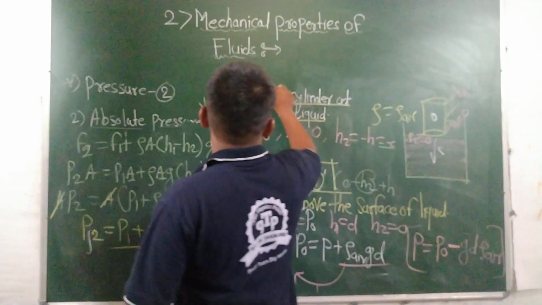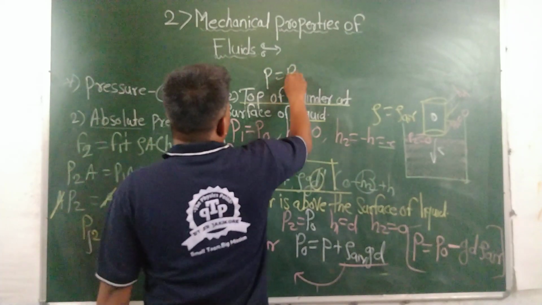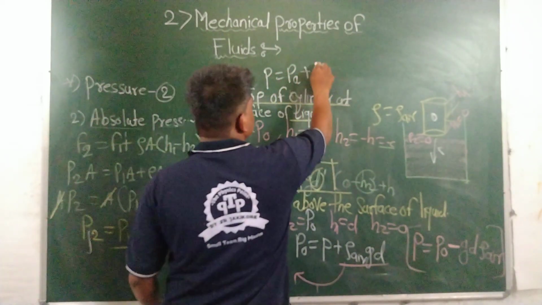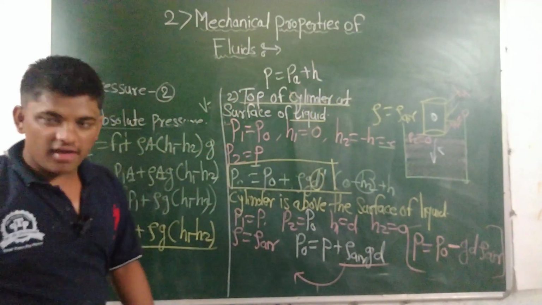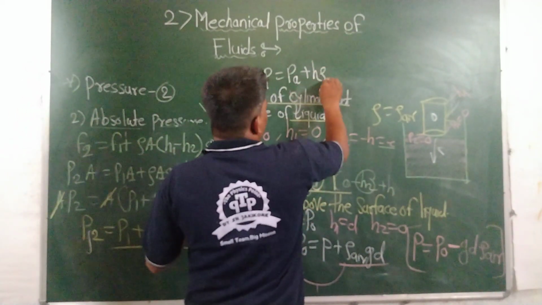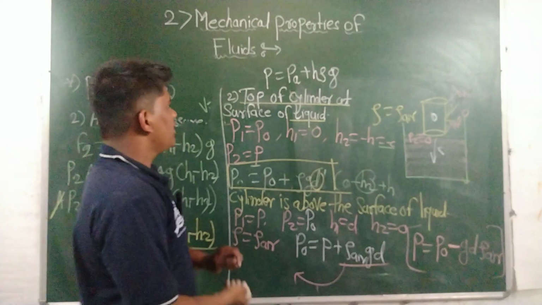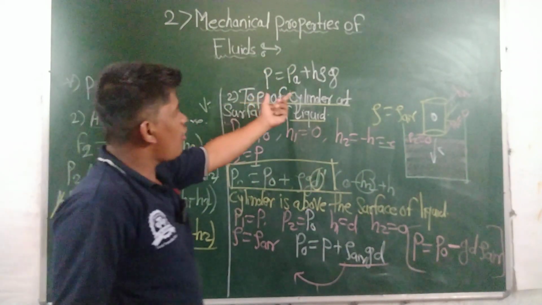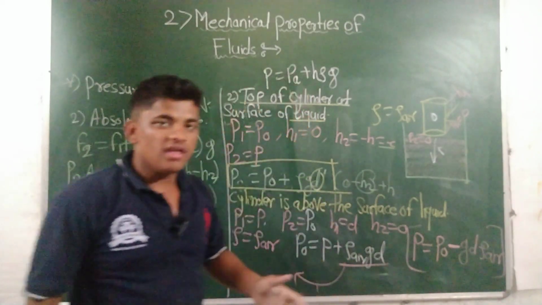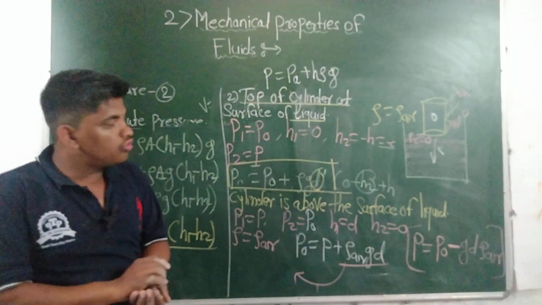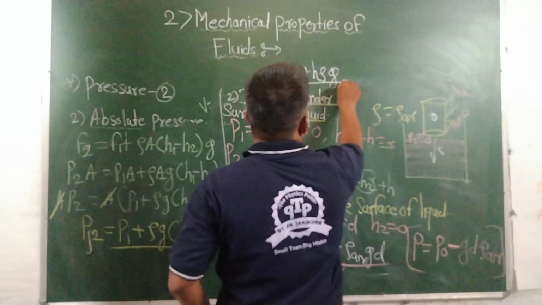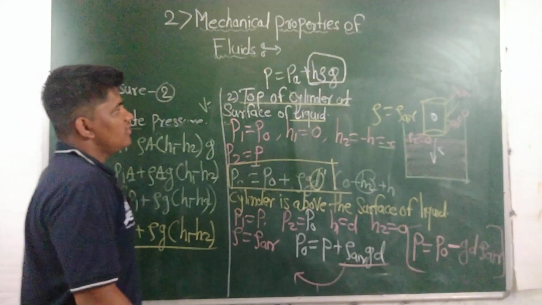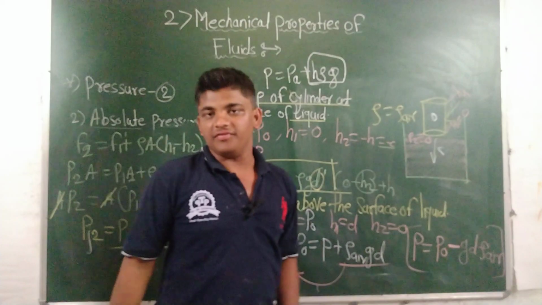It is the equation here. P is equal to P of A plus H into rho into G. The P is total pressure and P of A is atmospheric pressure. The difference between them is the gauge pressure, and this is called gauge pressure. The value of gauge pressure is H into rho into G.